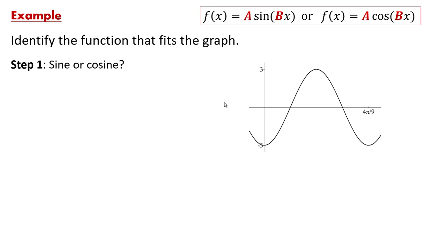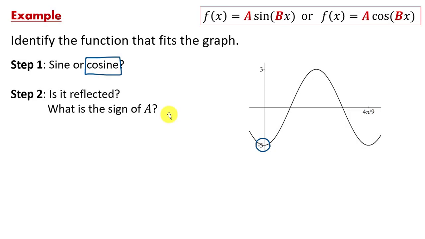First, let's determine if this graph represents sine or cosine function. For that, we need to look at the y-intercept. We know that sine function crosses the y-axis at the origin, and cosine function crosses the y-axis anywhere else. Well, since we can see that the y-intercept is here, not at the origin, that means that we're looking at the cosine function.